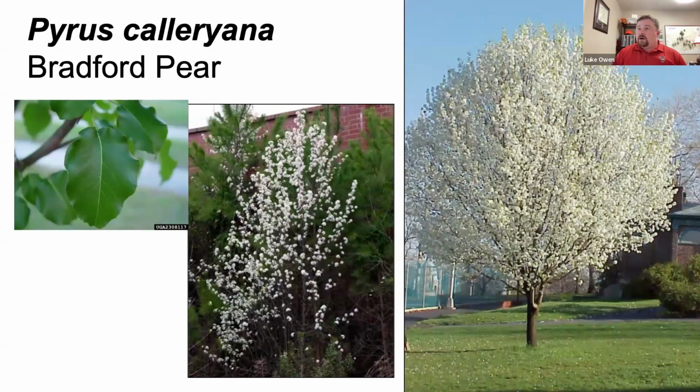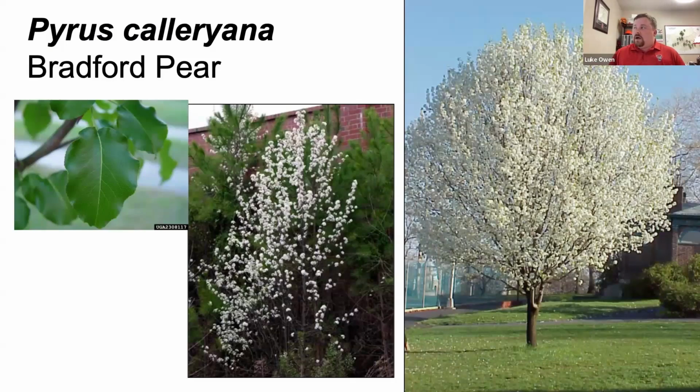The first one that I want to talk about is the Bradford pear. This is an ornamental tree that when it was first introduced, we didn't really anticipate it being an invasive threat, but it has definitely shown to be one. It's a very weedy tree. It's a weak structured tree that we commonly see in our landscapes.